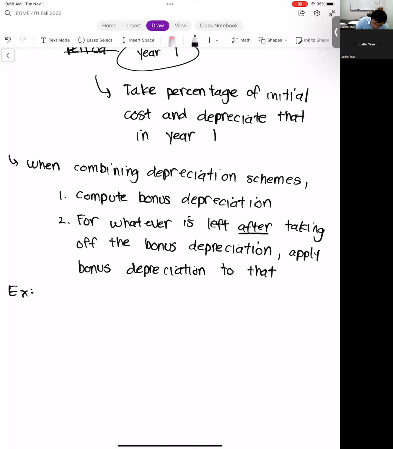Let's say that we have something with an initial cost of $100,000. And let's say that we are going to apply a bonus depreciation of 20%, and the rest is going to be made up with straight line depreciation, assuming a salvage value of 0 over 8 periods.